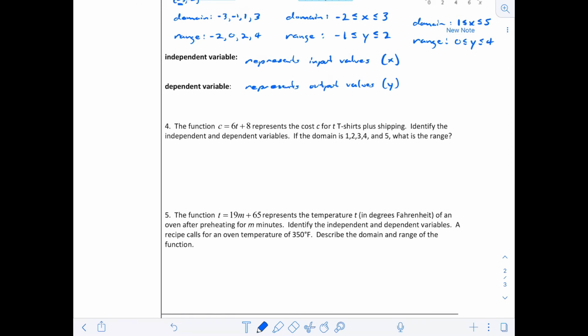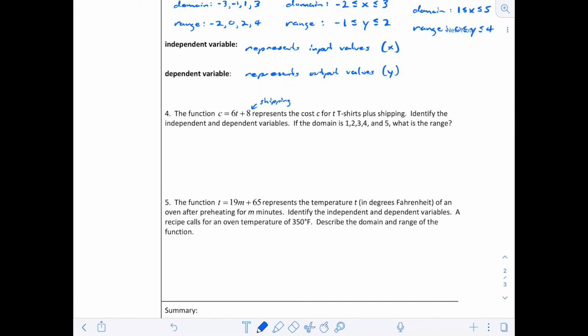Number 4 says the function c equals 6t plus 8 represents the cost c for t-shirts plus shipping. Identify the independent and dependent variables. If the domain is 1, 2, 3, 4, and 5, what is the range? Okay, so let's kind of break this down. So we've got this function where the cost c is based on 6 times t plus 8, where t is the number of t-shirts. And in this case, then 8 represents shipping. So if you really want to think about what this function is doing, it's basically saying it's $6 per t-shirt plus a flat rate of $8 for shipping.